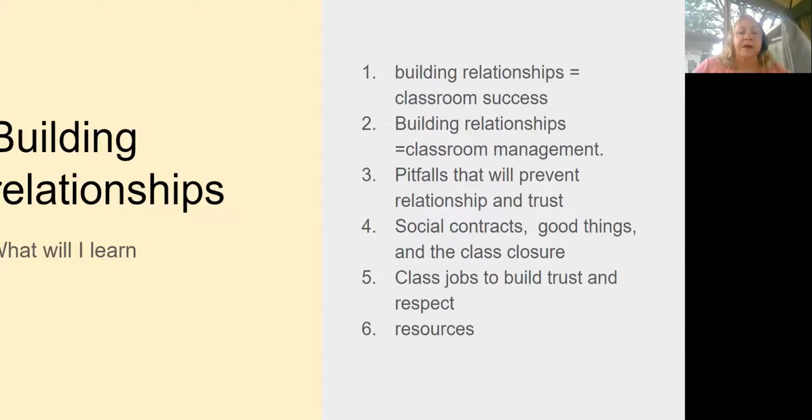And then we're going to talk about some things that help with your classroom management and building those relationships, and giving the students ownership of the classroom management part. That would be social contracts, good things that we do in class, where we just take some time for good things, and how to open and close your class, which are called launches, and how to set that up. And then class jobs that you can give to students, which will build trust. We'll talk about that as well, and I'll give you some resources to follow up with. So that is my plan for this talk, and I hope you enjoy it.